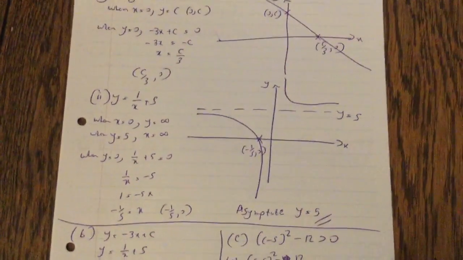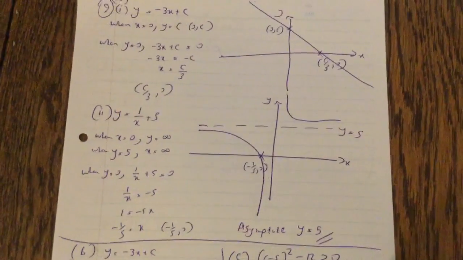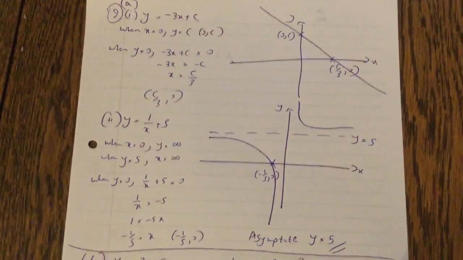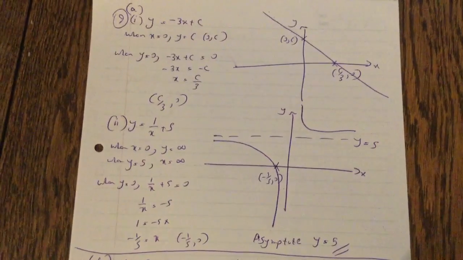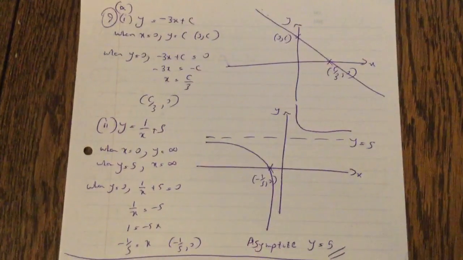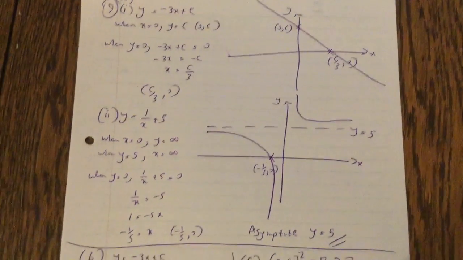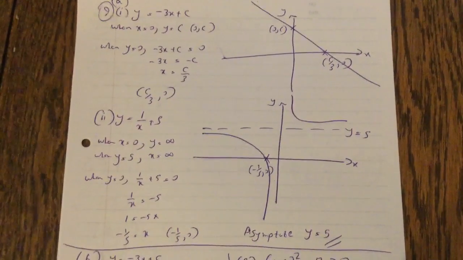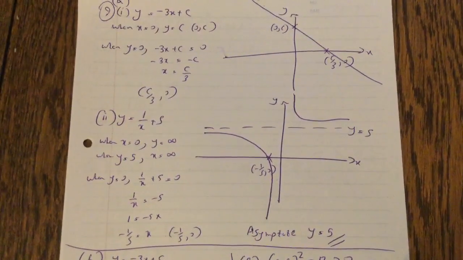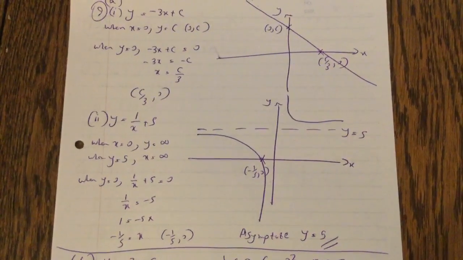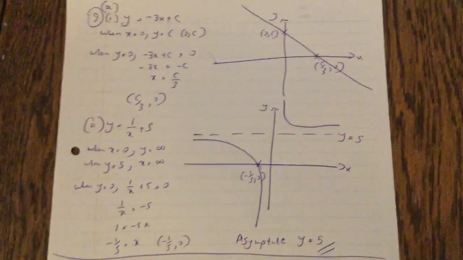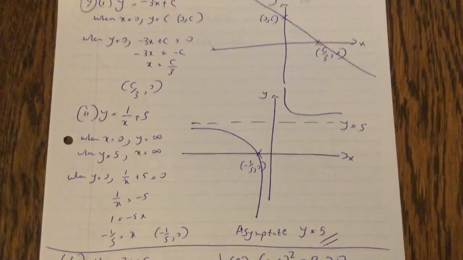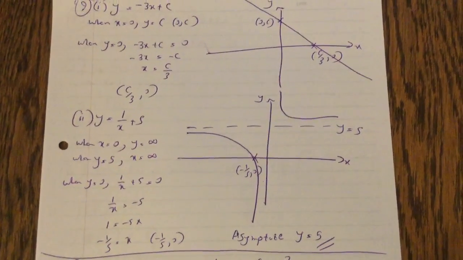And for the reciprocal graph, y is equal to 1 over x plus 5. I kind of worked out the asymptotes here anyway. So when x equals 0, y is infinity. When y is equal to 5, x is infinity. So that means there's an intercept with the x-axis. So when y equals 0, 1 over x plus 5 equals 0. So 1 over x equals minus 5. So 1 equals minus 5x. So minus 1 over 5 equals x. So the coordinate is (minus 1/5, 0). And the asymptote is y equals 5 because it's shifted up 5 units.